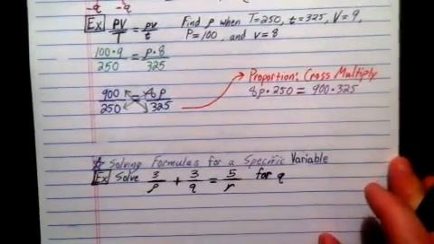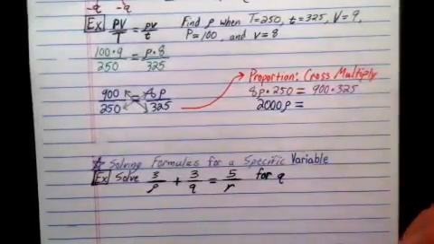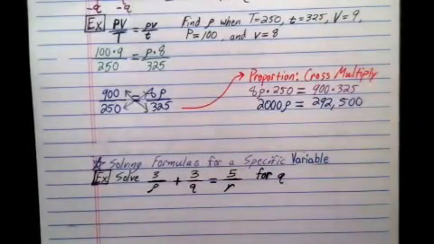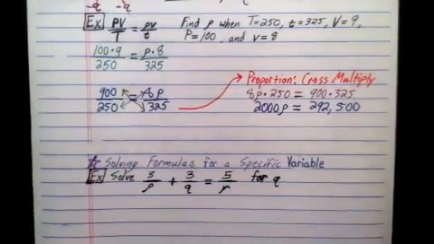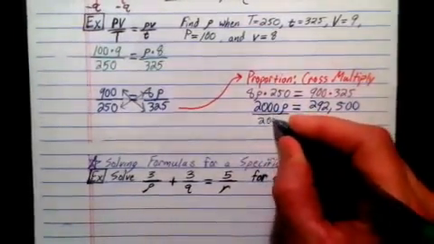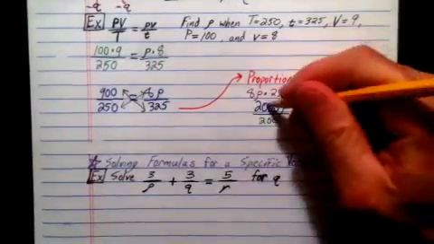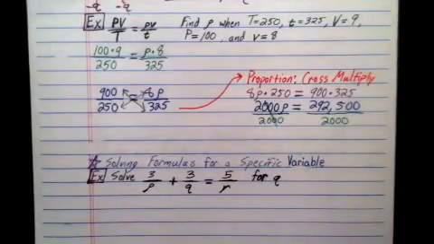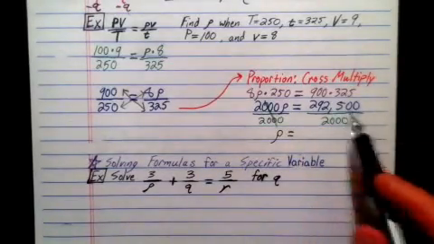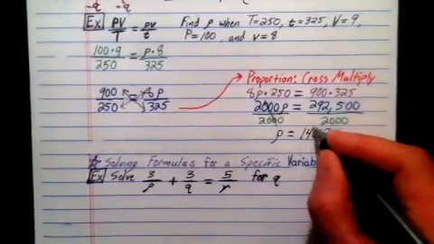So we can go ahead and multiply. 8p times 250 is going to give us 2000p, equals 900 times 325, which should give you 292,500. Then we want to divide on both sides by 2000 to get rid of our coefficient on p and get p by itself. Since it's an equation, we'll cancel out our coefficient there. And when we divide 292,500 by 2,000, we get p equals 146.25.